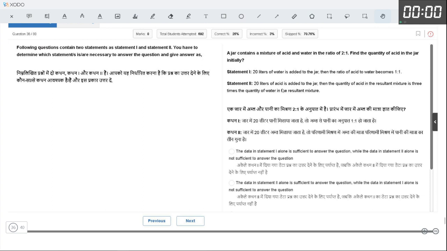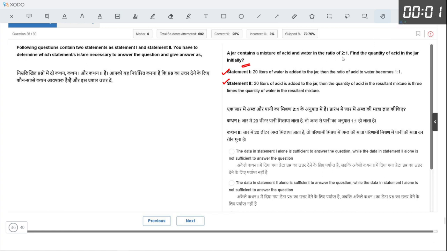The quantity based questions, we have to solve whether we can solve the asked question, whether we will get the answer with the help of statements or not. That's it. We do not need to calculate the answers, just we have to know whether the answer is coming or not with the help of statements.